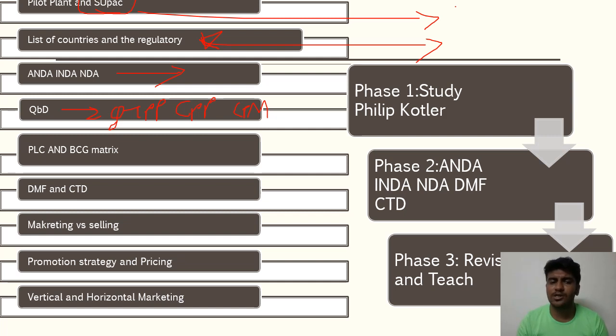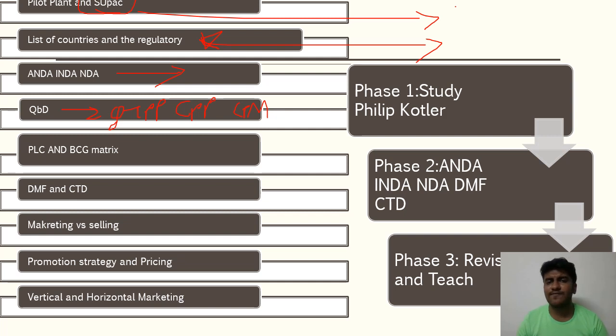BCG is the Boston Consulting Group matrix. In this we have cash cows, dogs, question marks, stars. This defines a product based upon its annual market growth and annual market share. So that is why this BCG matrix is important.